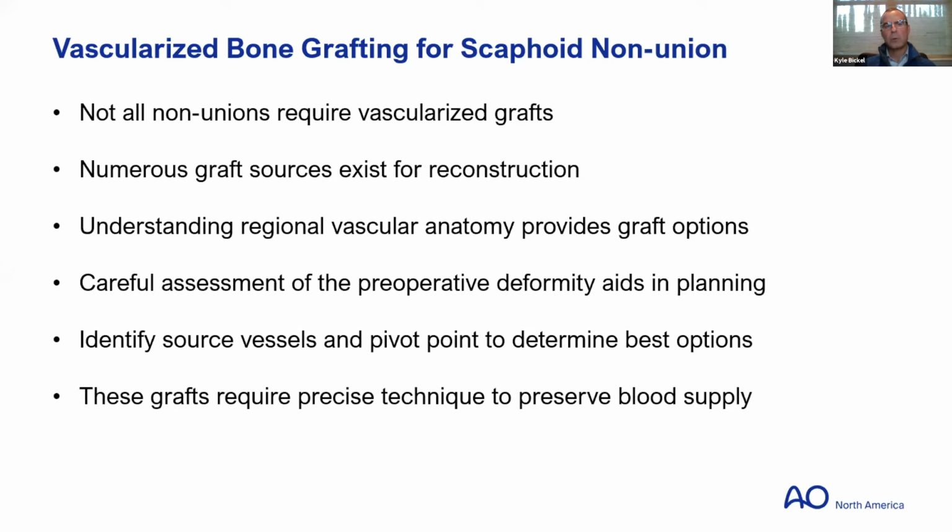So the key take-home point is that not all non-unions do require these vascularized grafts. We've seen ample evidence of that, but there are features that I think make these somewhat preferable in certain clinical cases and augment the healing and may give you a better result in some cases than non-vascularized graft. And they require precise technique to preserve the blood supply and good stability in order to get them to heal. So I'm going to stop and turn it over. Thanks very much.